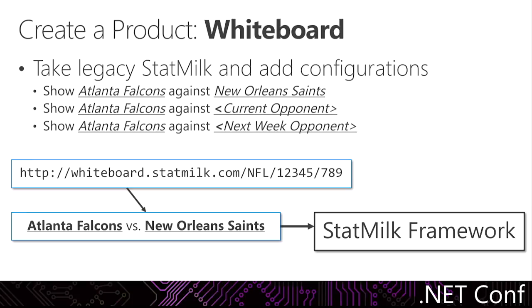So the idea was basically to take the legacy StatMilk platform that we had and put saved configurations on it. If you want to talk in .NET nomenclature, we added a new controller for Whiteboard. And you'll see here the endpoint is NFL. That next number is an identifier. And the last one is an account ID. So we could do a quick lookup there. That query and lookup should be the Atlanta Falcons versus the New Orleans Saints, and then make that request that I gave you an example of in the first example.